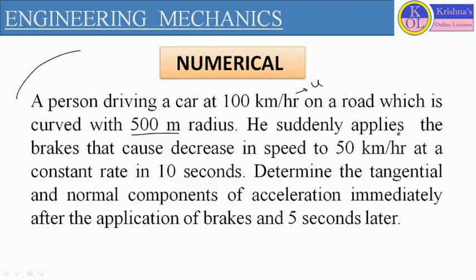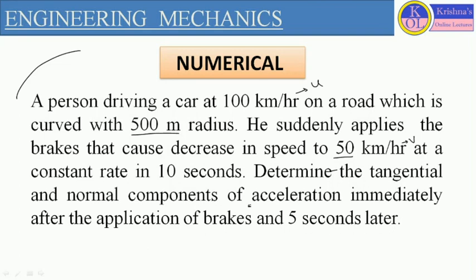Now that person is suddenly applying the brake, and this is the main cause of decrease of speed of the car. So car speed is going to decrease to 50 km per hour. So this is representing the final velocity of the vehicle, and it is at constant rate in 10 seconds. So within 10 seconds, this whole process is happening. Now determine the tangential and normal component of acceleration immediately after the application of brake and 5 seconds later.